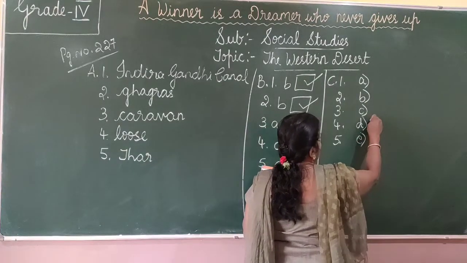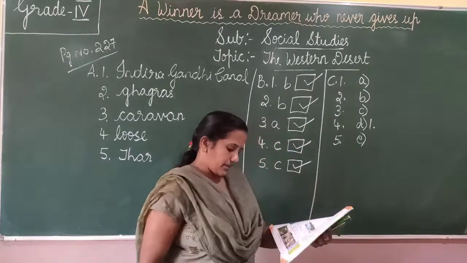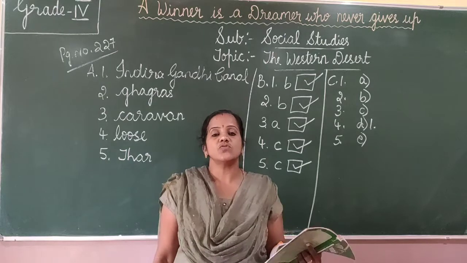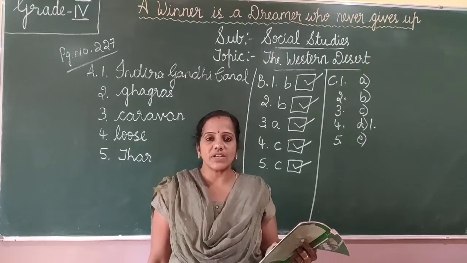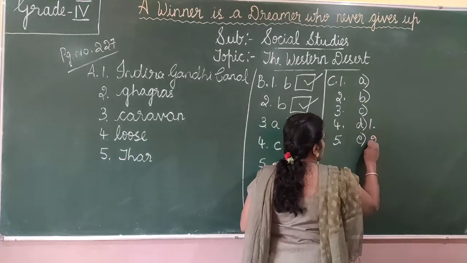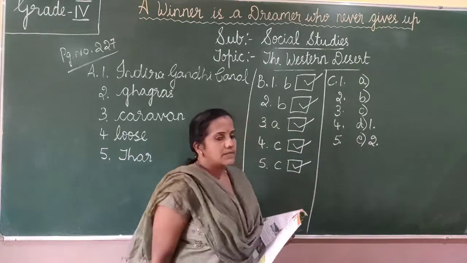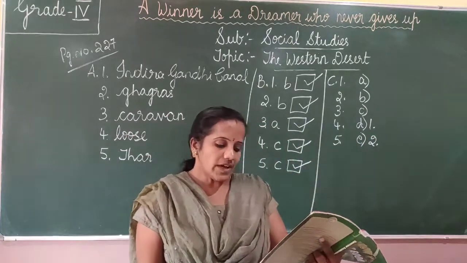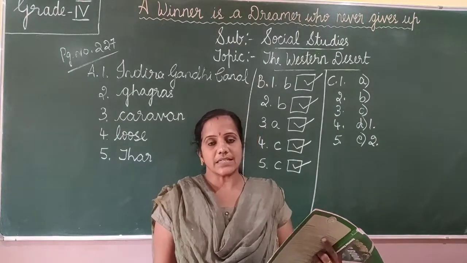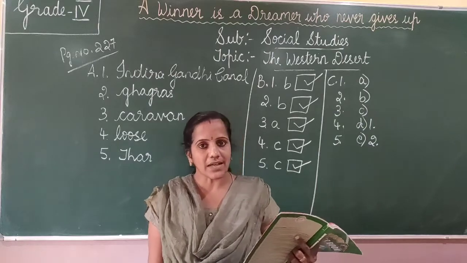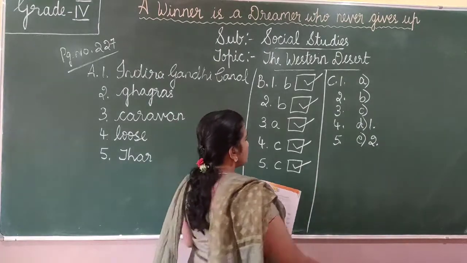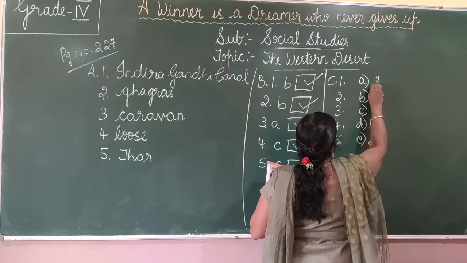Number 1. And the second one, city of lakes. Which city is called the city of lakes? Udaipur, option E. Write down number 2 here. Third one, river Satluj. It is Indira Gandhi Canal. River Satluj through Indira Gandhi Canal brings water to Rajasthan. Option A. Number 3.